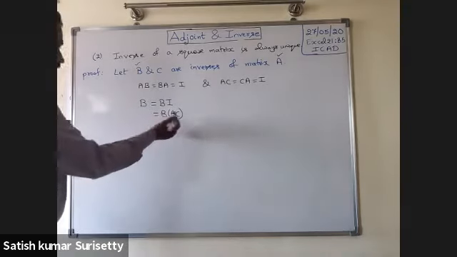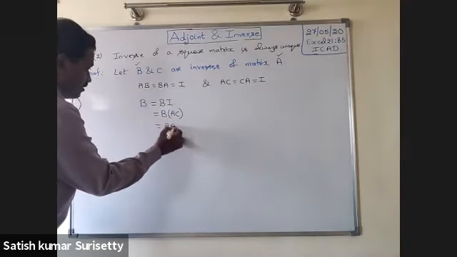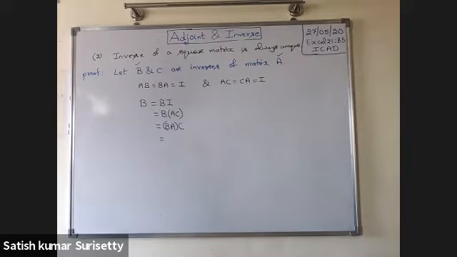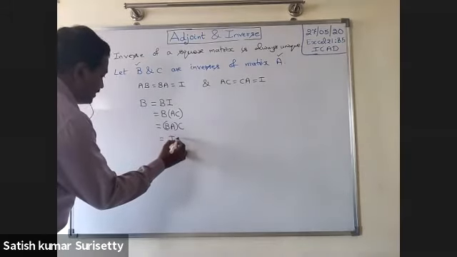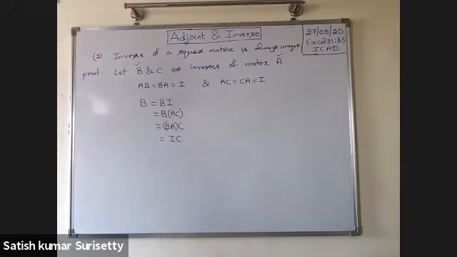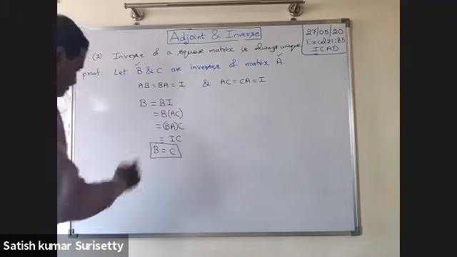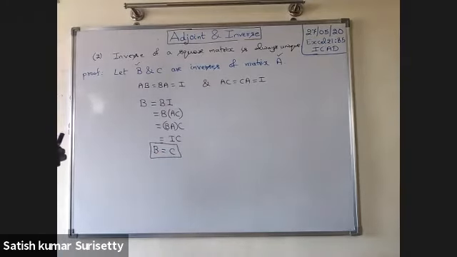Now again by associative property, I can write this product as BA into C. But what is BA equal to? I, the identity matrix. So I into C. Now again I into C is the same as C. That is, B equal to C. Has anybody tried in this way? Have you understood? So you have taken B and C as two inverses and proved that they are equal. That means in case any inverse exists, it is always unique.